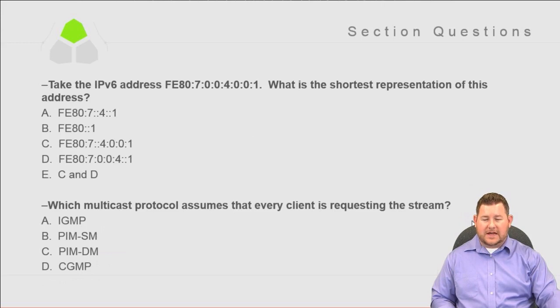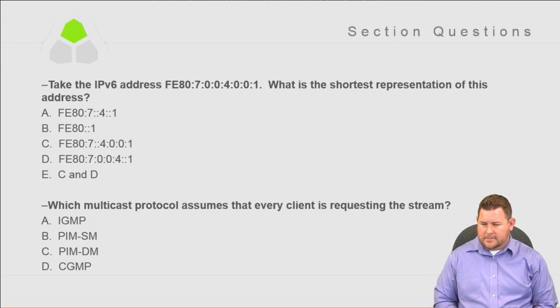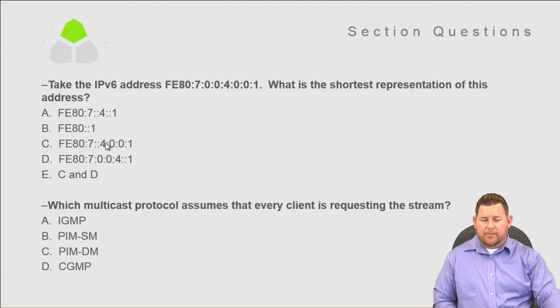All right. Take the IPv6 address that you can see there. What's the shortest representation of that address? I won't read these out because it takes a while. Okay, we got some C's, we got some E's. C is right, and D is right. So the correct answer is E. And the reason why is because they're both the shortest possible representations of that address that you can get.